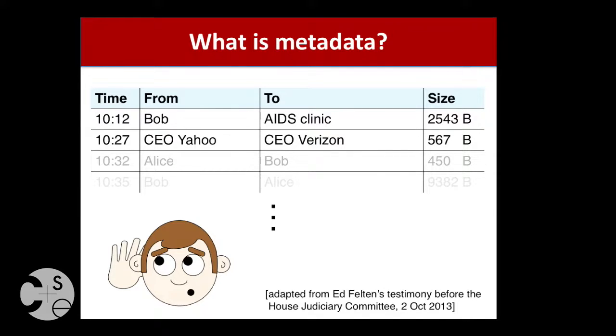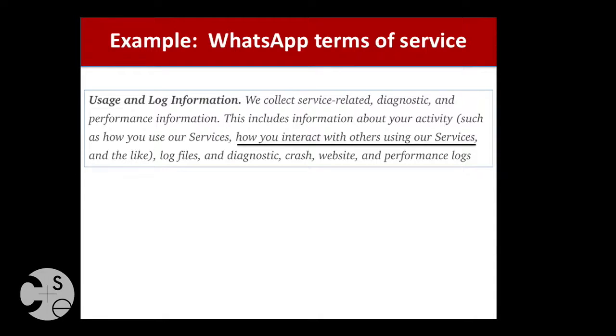Or you can imagine, if the CEO of Yahoo calls the CEO of Verizon, that might say, oh, there's some deal brewing that could affect the stock market. So again, these are very important things that leak just by the fact that the call was made. Metadata typically is not being protected, and in fact, if you look at the WhatsApp terms of service, WhatsApp being a very popular chat system that I imagine many of you use, they say very clearly, we collect service-related diagnostics, and in particular, how you interact with others using our services. So they actually tell you explicitly that they are collecting and storing metadata.